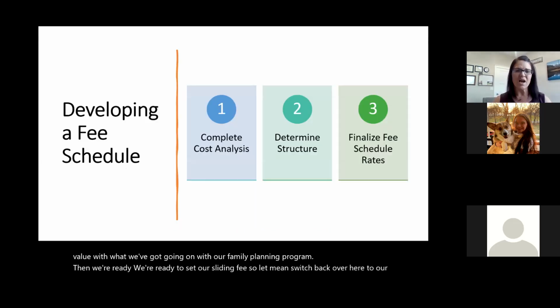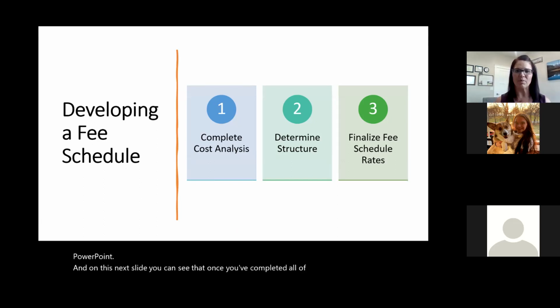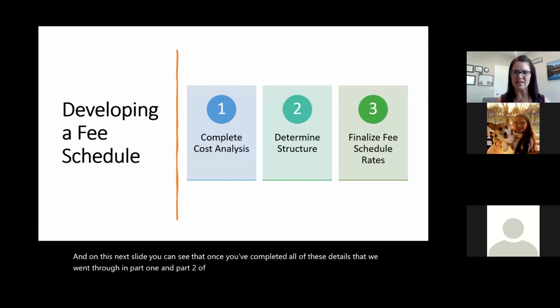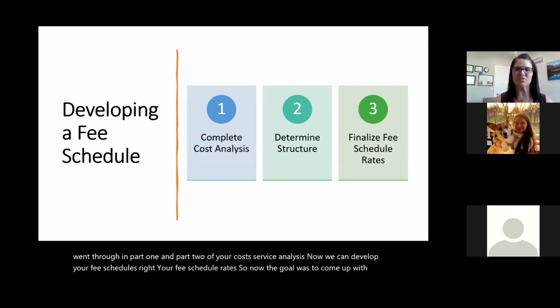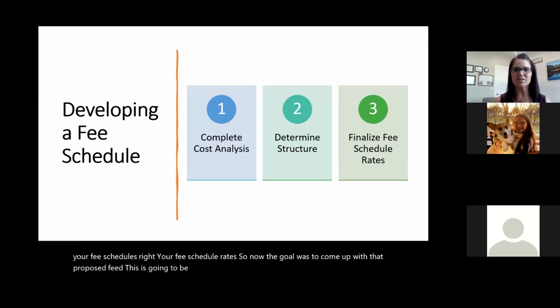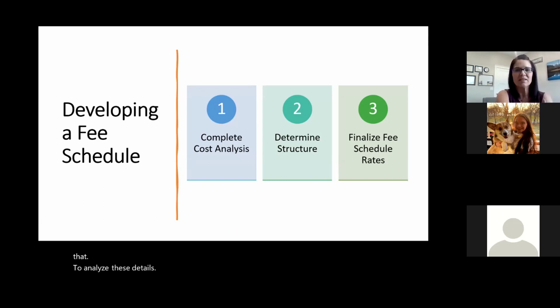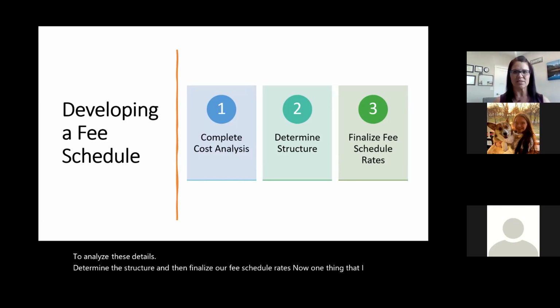On this next slide, you can see that once you've completed all of these details that we went through in part 1 and part 2 of your cost service analysis, now we can develop your fee schedules, right? Your fee schedule rates. So now the goal was to come up with that proposed fee. This is going to be our current fee, right? So as we think about that, we want to analyze these details, determine the structure, and then finalize our fee schedule rates.